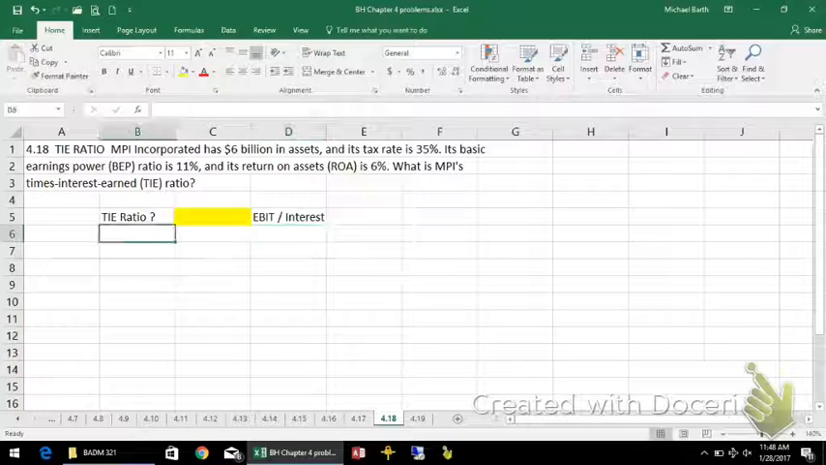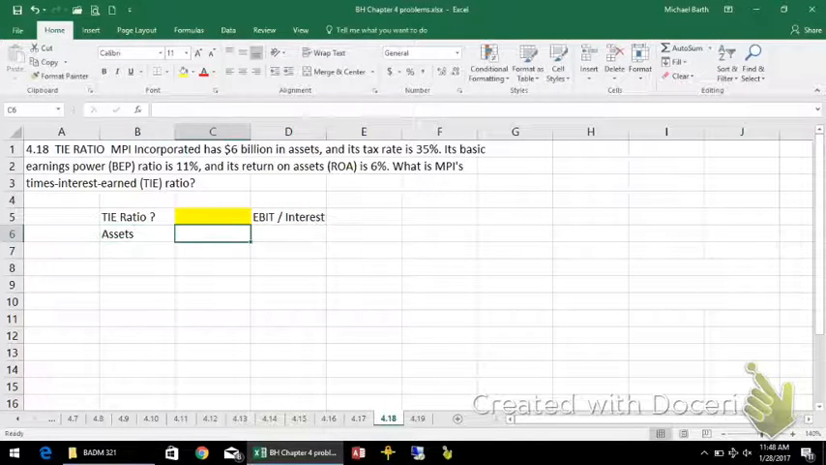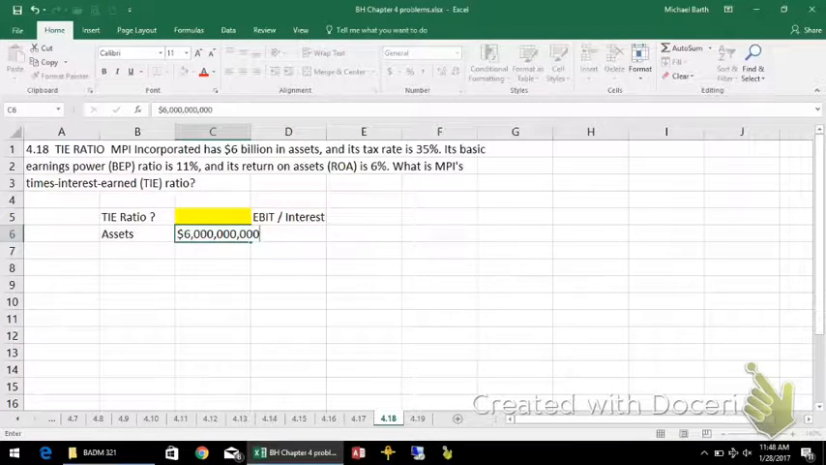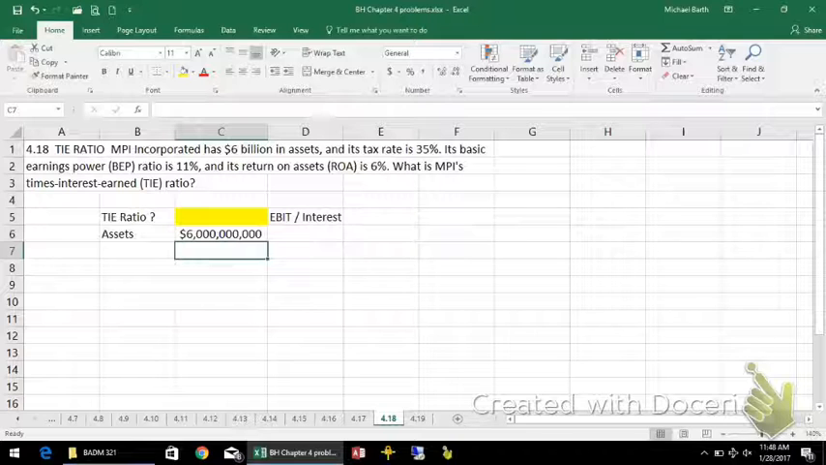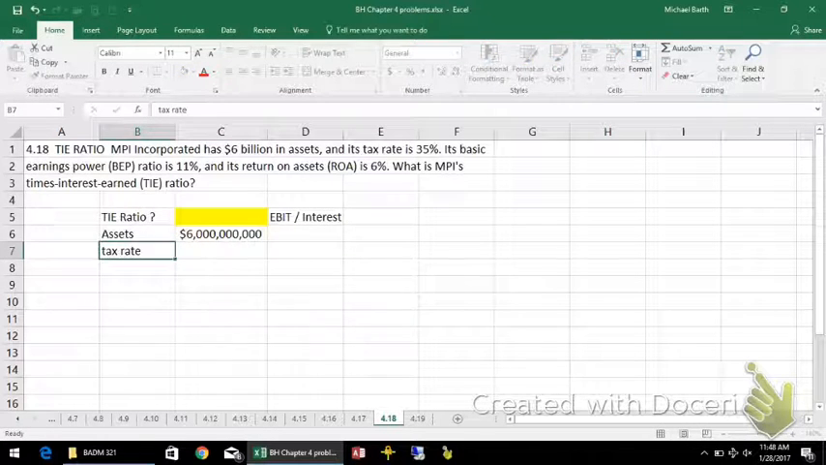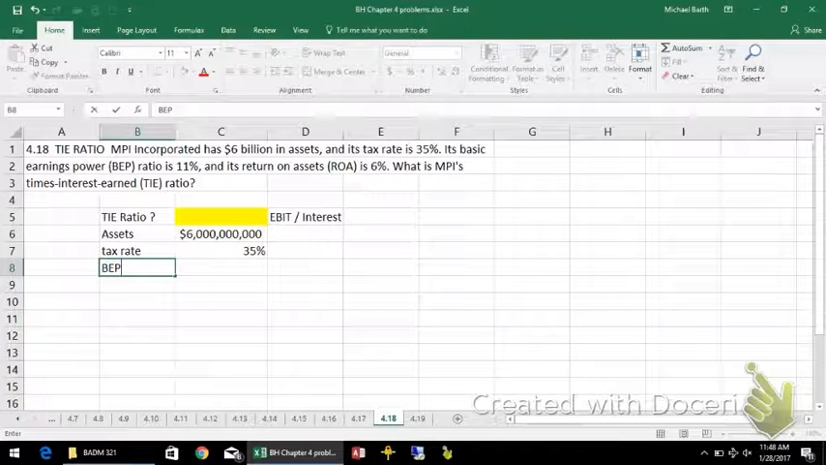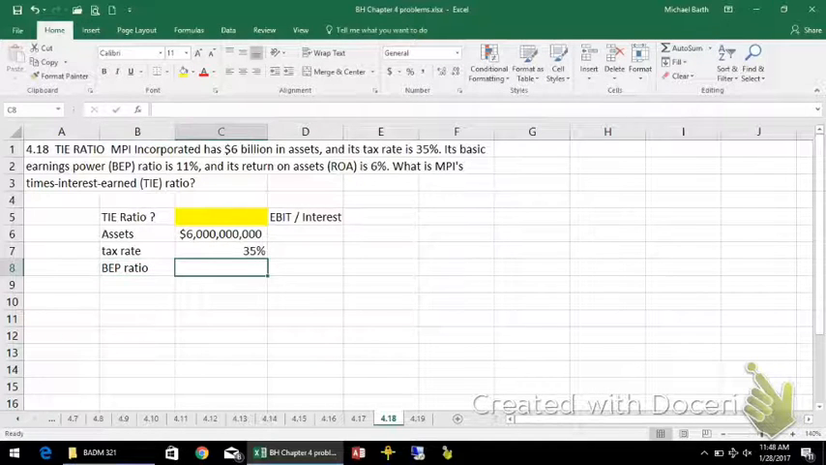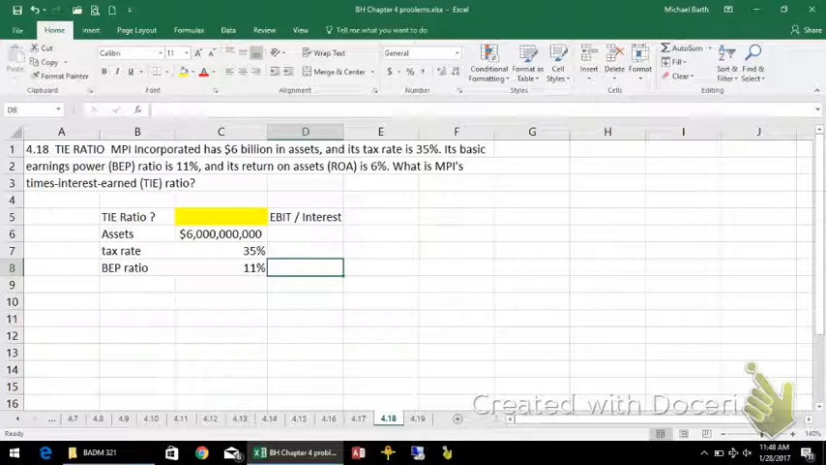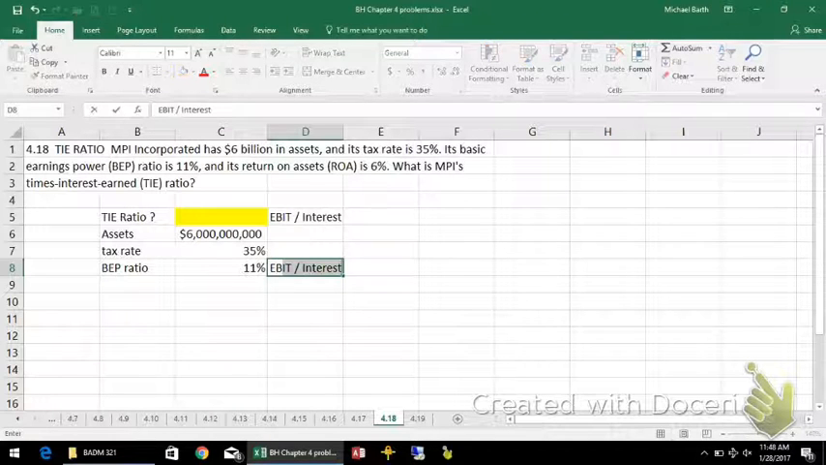Okay, let's write down what else they give us. Assets are $6 billion, given in the problem. The tax rate is 35%, given in the problem. The BP ratio is 11%, given in the problem. The BEP, and that is EBIT over assets.